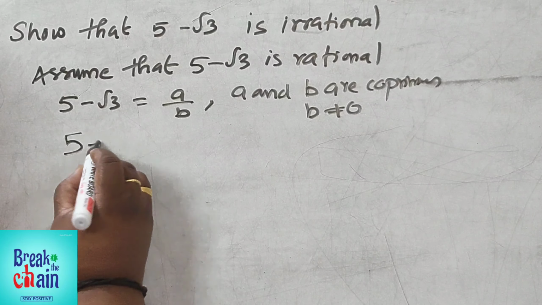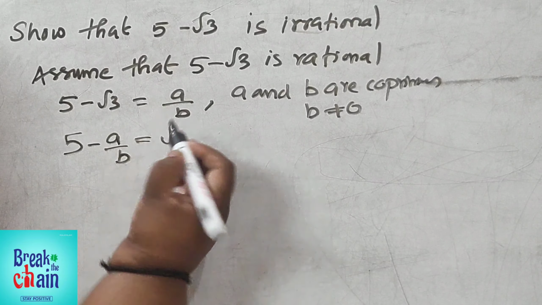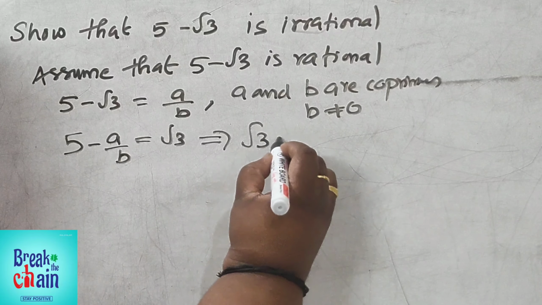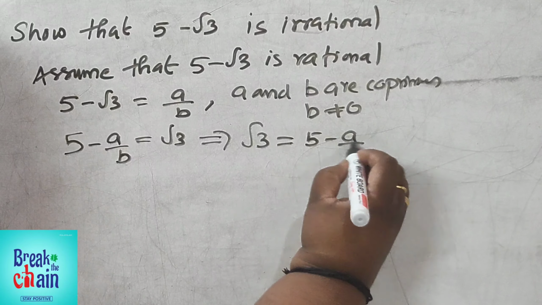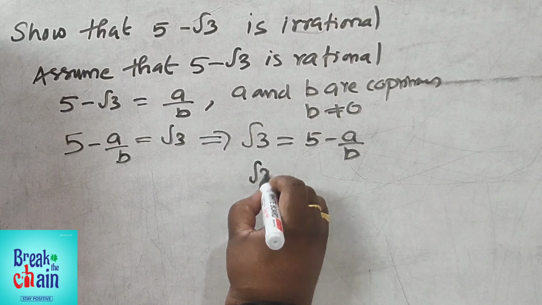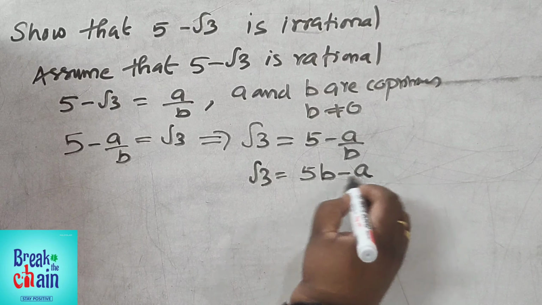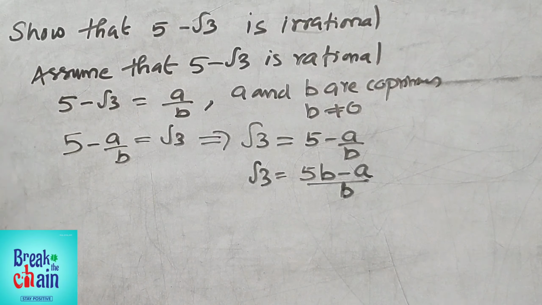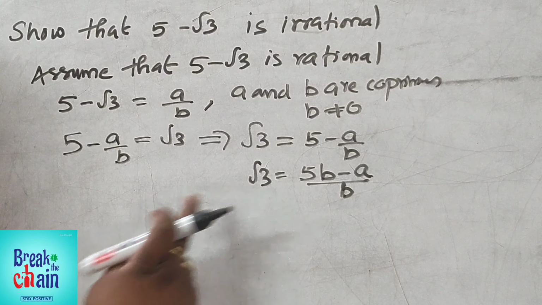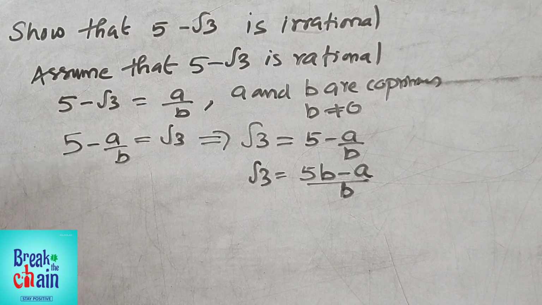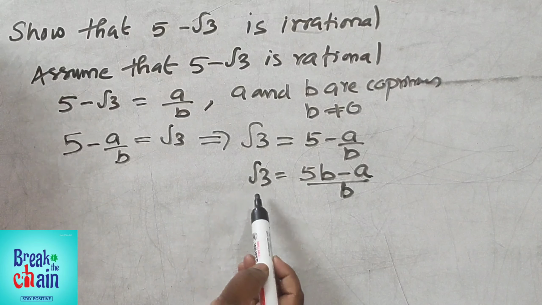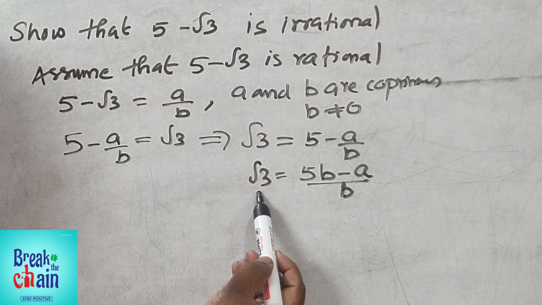So we'll get like this, 5 minus A by B equals root 3. Or we can write in the reverse way, root 3 equals 5 minus A by B. So that is root 3 equals (5B minus A) by B just by taking the LCM. Now we got root 3 as (5B minus A) by B. In the previous case we have already proved that root 2 and root 5 are irrational. The same way root 3 also is irrational, that you all know. So now we got root 3 as irrational. Root 3 will be an irrational number.